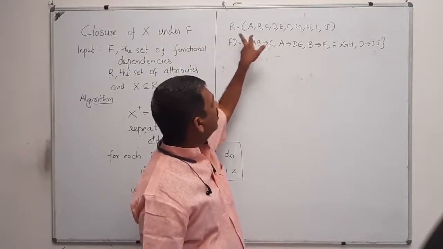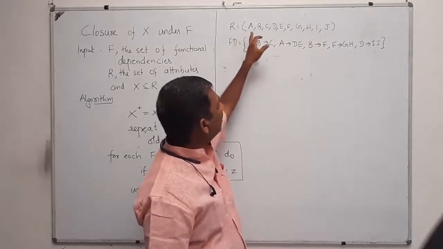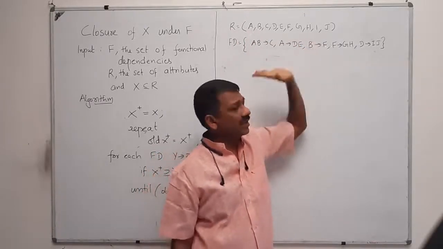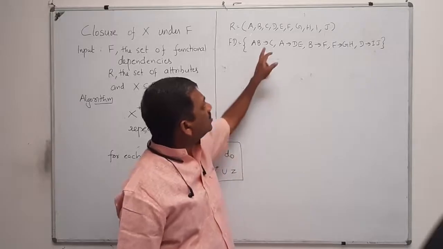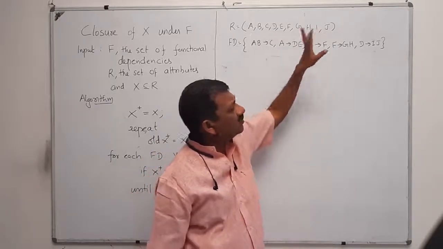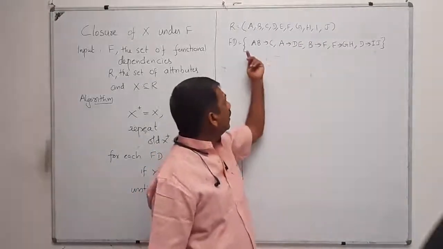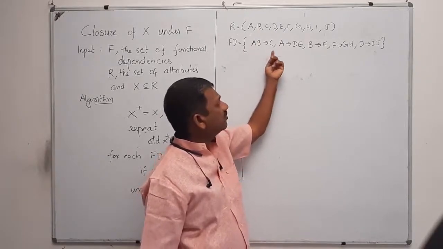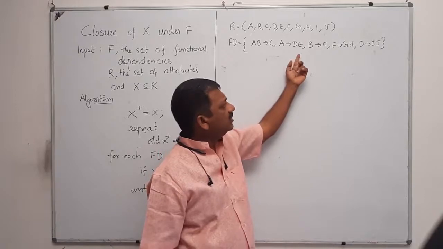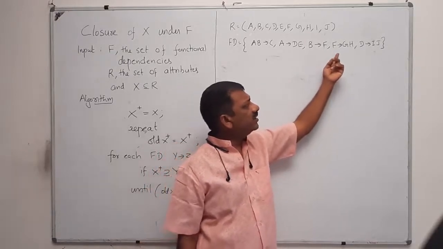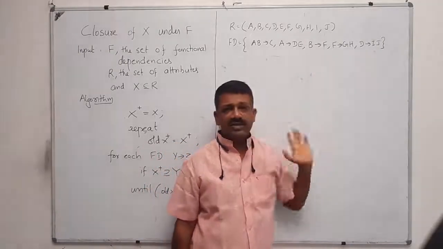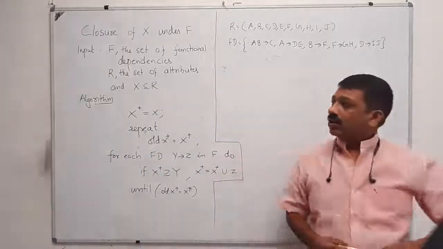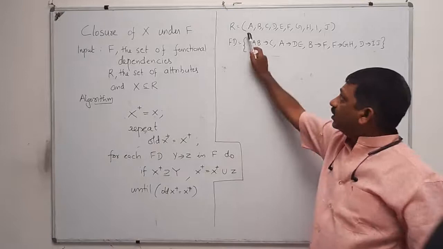This is a table, and that table has these attributes: A, B, C, D, E, F, G, H, I, J. That means 10 attributes are there. Among those attributes, we have the functional dependencies: AB determines C, A determines DE, B determines F, F determines GH, and D determines IJ. That means, suppose we want the closure of A.